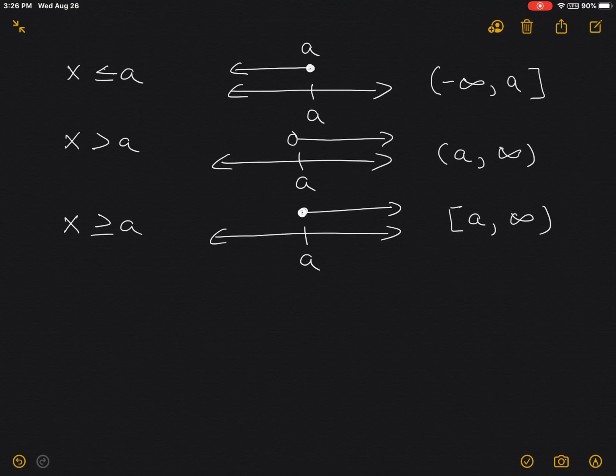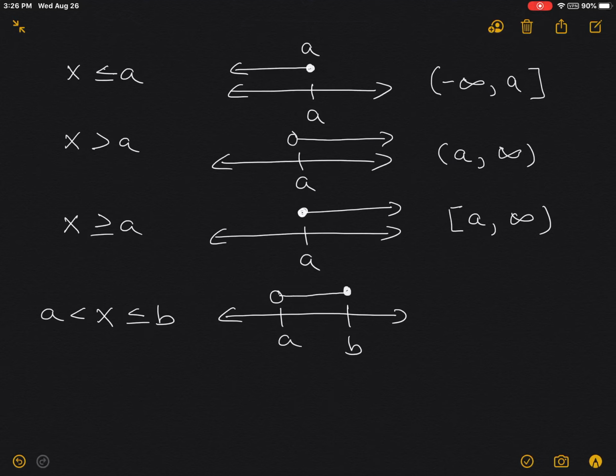What if you have a compound inequality? Let's say you had something like this: x is greater than a, but less than or equal to b. How would you write it? Well, here's a, here's b, and over here I'm going to have an open circle, because it does not include the value of a. And at b, it's going to be a closed circle because it can include b. All the numbers between a and b, including b.